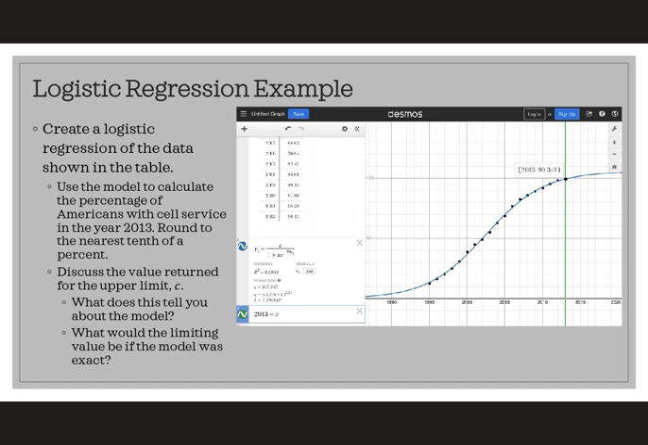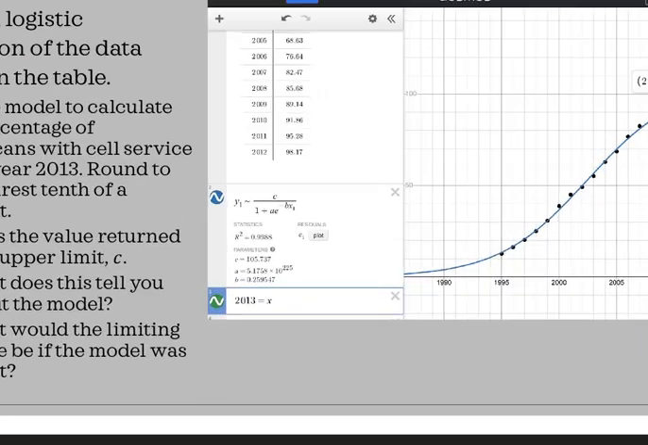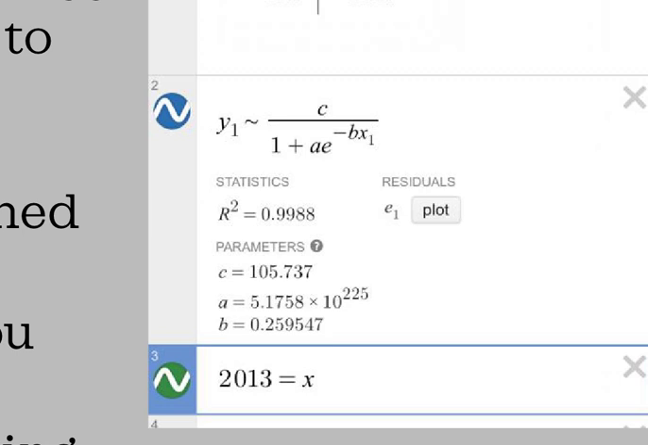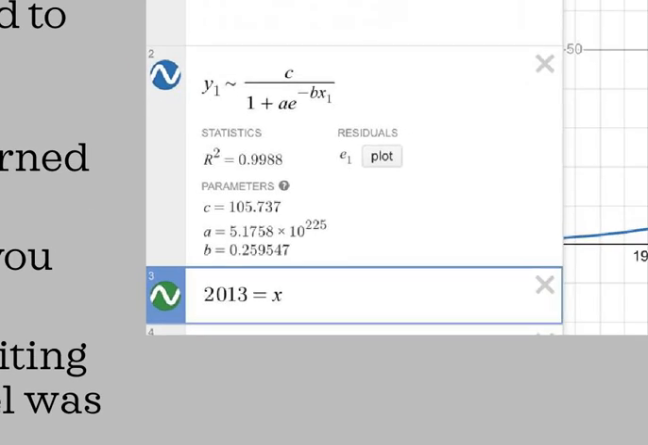Okay, so you've got it in, we've typed in our logistic growth model. Make sure that your y1 and your x1 match the y1 and x1 in the table so that you get a good curve. Okay, and then it's going to give us some parameters. So our parameters are down here. We have a C value, an A value, a B value. Now notice our A value is huge. Times 10 to the 225 means that I should actually move this decimal place 225 places to the right. So it's a massive number.